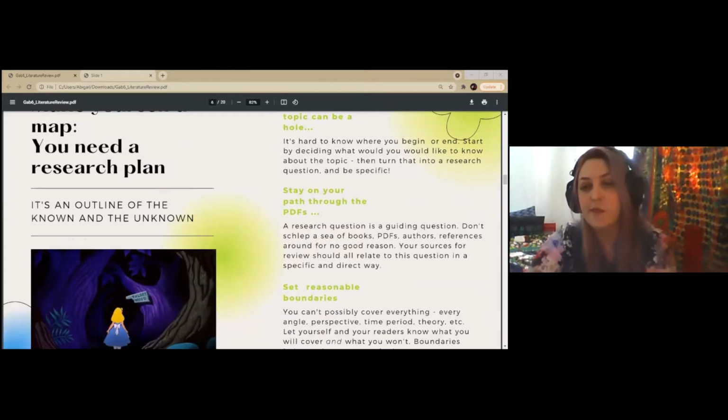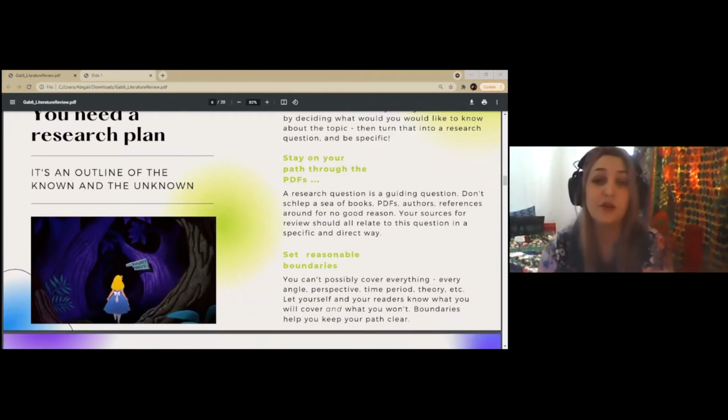Secondarily, I would recommend you stay on your path through the PDFs. And this is just a clever turn of phrase. It can also mean stay on your path through all the books, the guided readings your professors have given you, the syllabi that you have to go through, the reference lists of other scholars that you're looking into when you're doing your research. Try to stay on your path through that kind of madness.